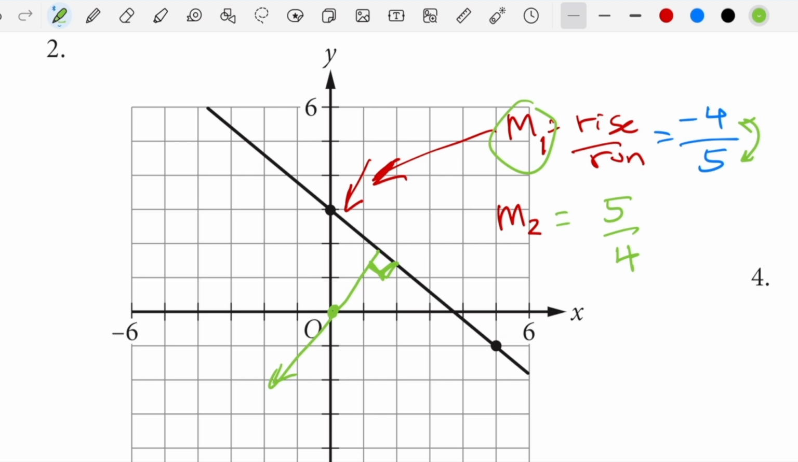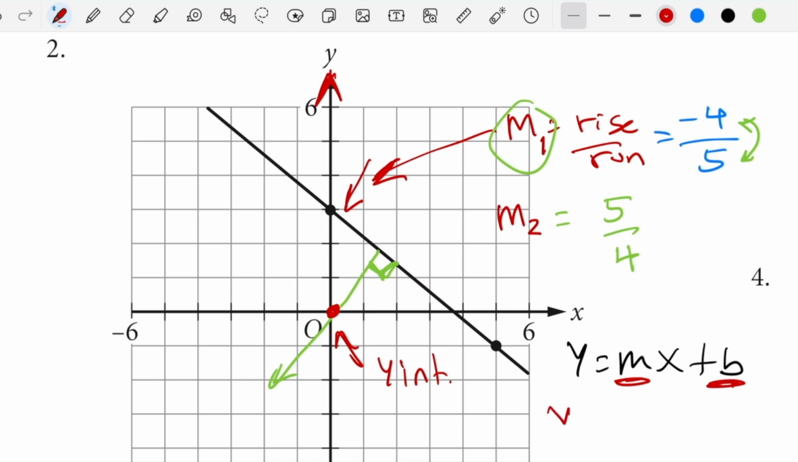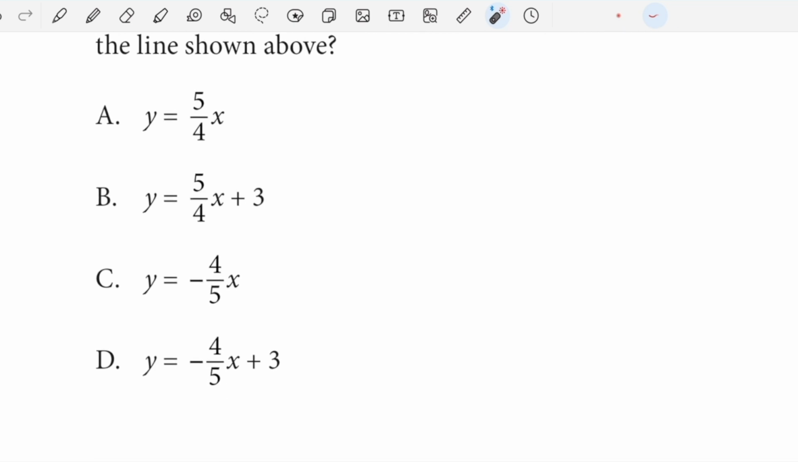But remember, they already said that my line goes through 0, 0, which is going to touch the y-axis. So this is going to be my y-intercept. Remember, the equation of the line is y equals mx plus b. From here, I need to find the slope and the y-intercept. The b stands for the y-intercept. In my case, my slope is 5 over 4 times x plus 0. That's my y-intercept. So basically, it's just 5 over 4x. My answer is A.